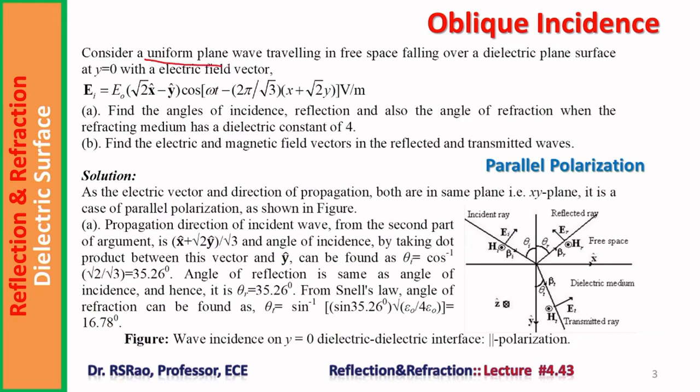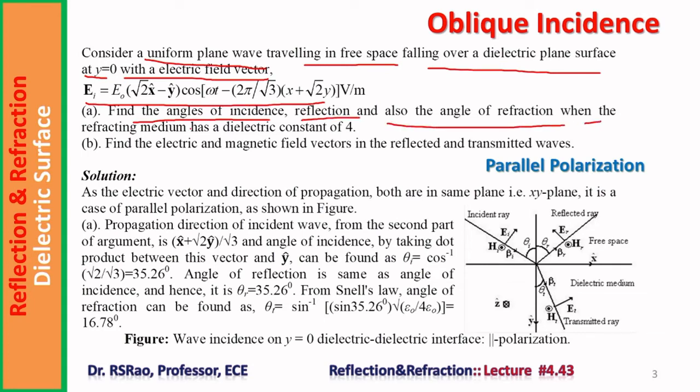Consider a uniform plane wave traveling in free space falling over a dielectric plane surface at y equal to 0 with an electric field vector. So the electric field vector is given. Find the angles of incidence, reflection, and also the angle of refraction when the refracting medium has a dielectric constant of 4. Also find the electric and magnetic field vectors in the reflected and transmitted waves. So this is the most general situation.